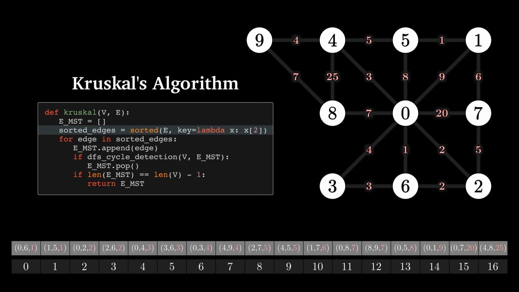Once this has been done, we simply iterate through the sorted edges, starting with the edge that has the smallest weight. This edge will be added to the current spanning tree, and then we will check whether its inclusion in the spanning tree would lead to the creation of a cycle. If the cycle detection returns true, we must remove this edge from EMST, and otherwise it must remain in EMST. Furthermore, we check in every iteration whether the length of EMST is equal to the number of nodes minus 1. If this is the case, then the algorithm terminates.